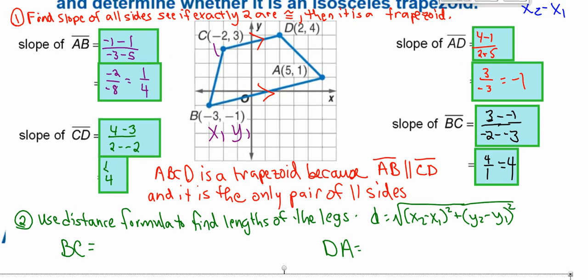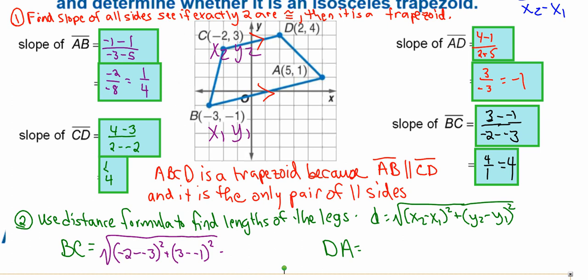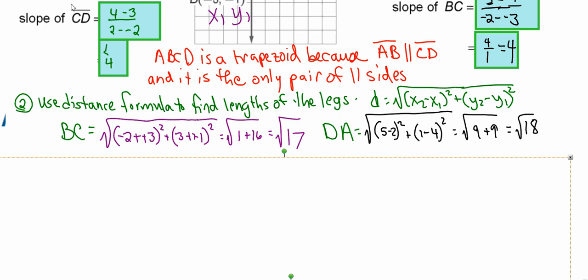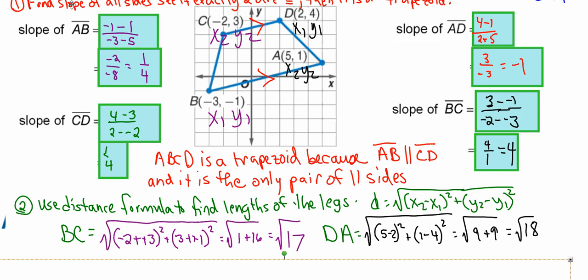So let's see what happened. For BC, we get the square root of (-2 minus -3) squared plus (3 minus -1) squared. And that gives us the square root of 1 plus 16, which is the square root of 17. And then for DA, we get the square root of (5 minus 2) squared plus (1 minus 4) squared, and the square root of all that. So that's the square root of 9 plus 9. So look at that. We get the square root of 17 for one of them and the square root of 18 for the other. So those may appear to be close to the same, but they are not.